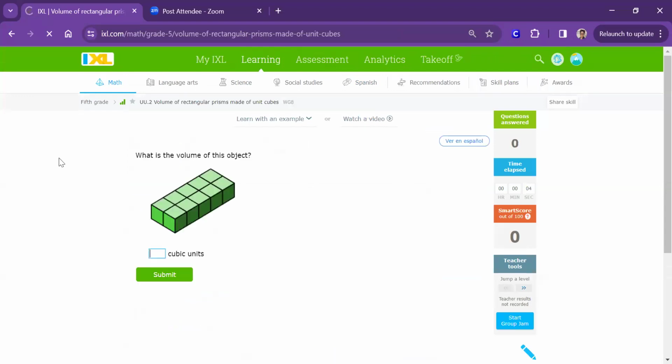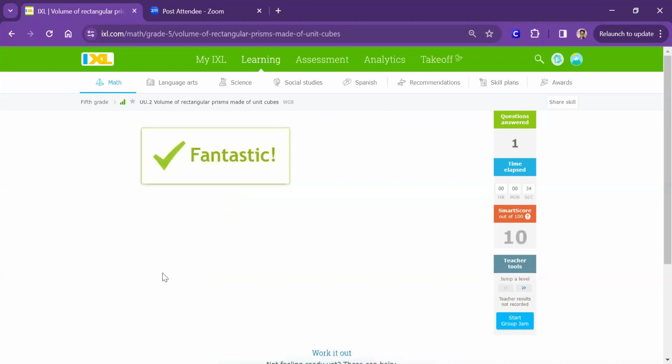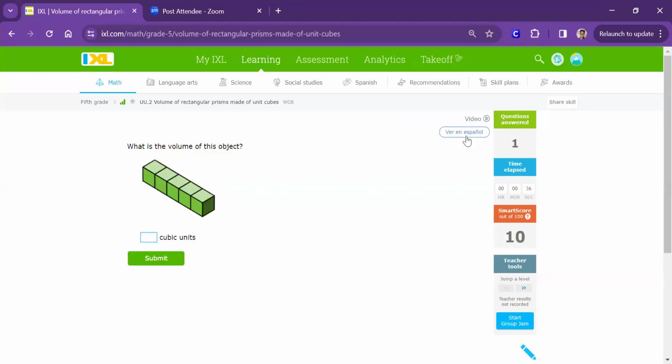Yeah, WG8. So this right here is the volume of a rectangular prism that's made of cubic units. And so they're just asking, what is the volume of the object? In this case, you just add up the cubes, 2, 4, 6, 8, 10. But the way this works is the area of the base times the height. So the area of the base would be 1, 2, 3, 4, 5 times 2, and that's 10, and then times the height, which is 1, so 10 times 1 is 10. So this should be 10 cubic units. There you go. Easy peasy, lemon squeezy.